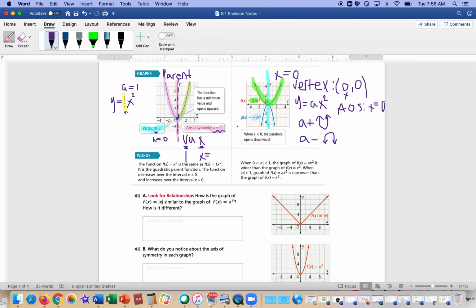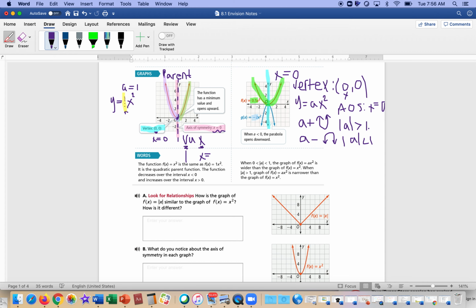And then let's also look at this. So for the top one, our a value is 0.5 or a half, and the bottom one is -2, right? And we see that the top one is wider than the bottom one, right? It's wider and the bottom one is narrower. So we say if the absolute value of a is greater than 1 versus the absolute value is smaller than 1.